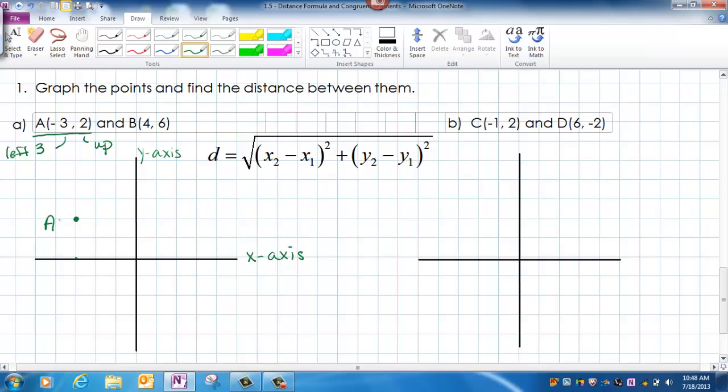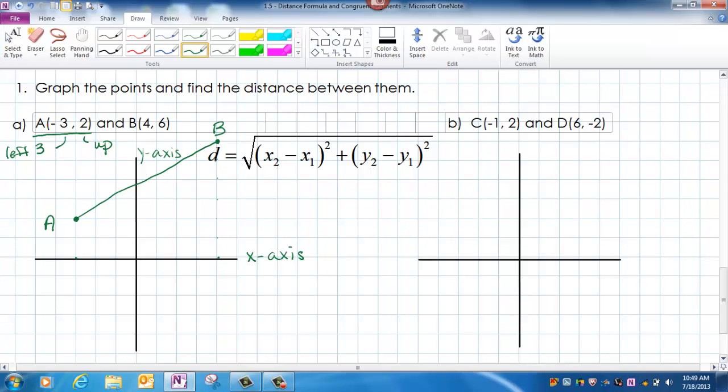Point B then is the coordinate point (4, 6), which means we're going to go 4 to the right and then up 6. That puts us up here, and that would be our coordinate point B. By connecting A to B as straight as possible, we've created segment AB.